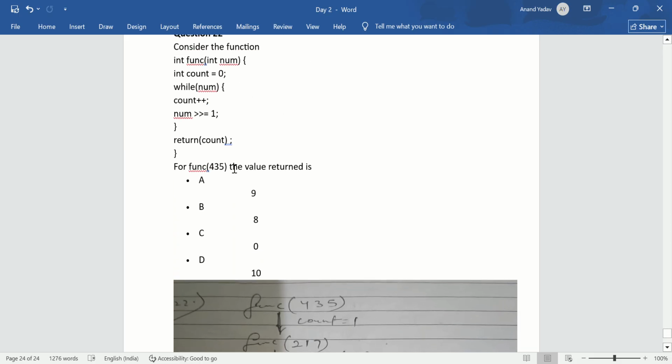Now it's completed. I have provided here all the top most expected C programming questions for GATE 2026.